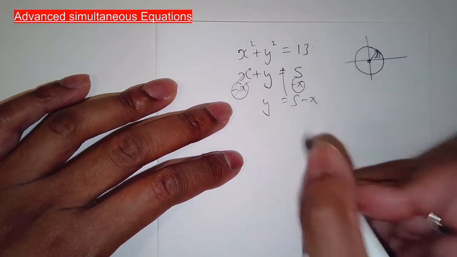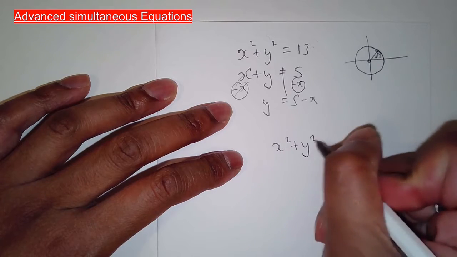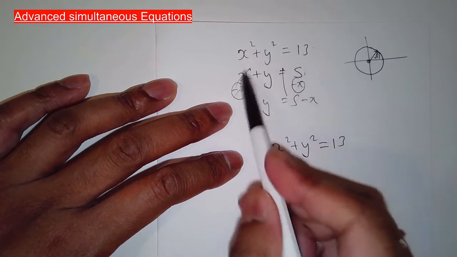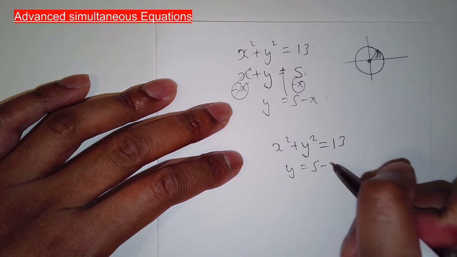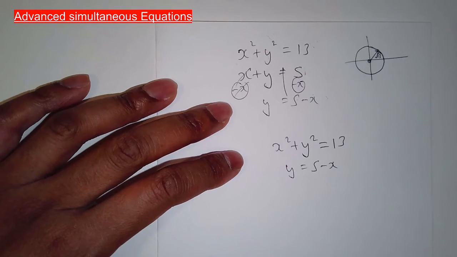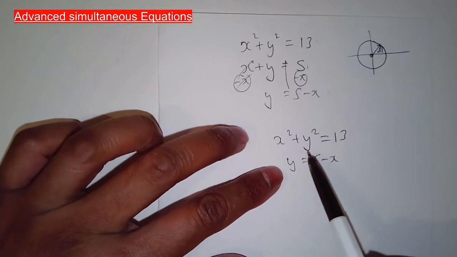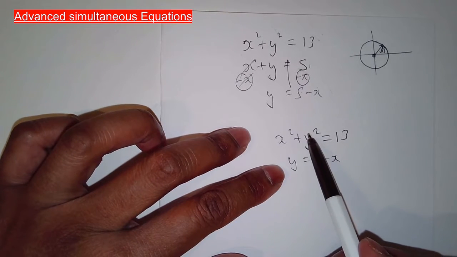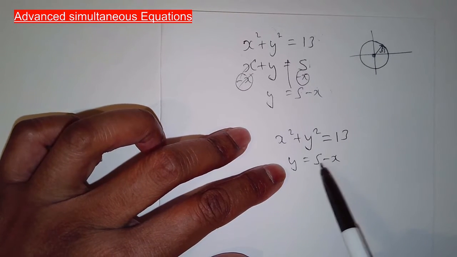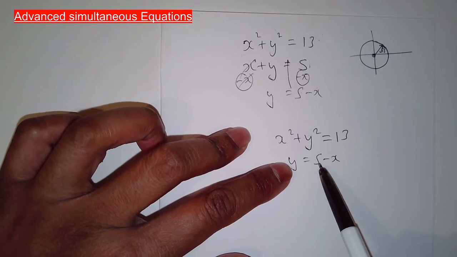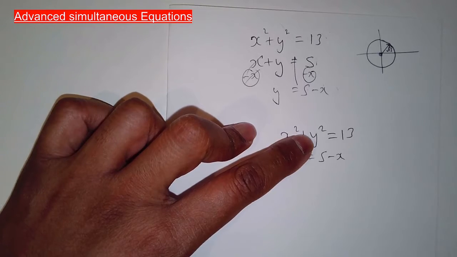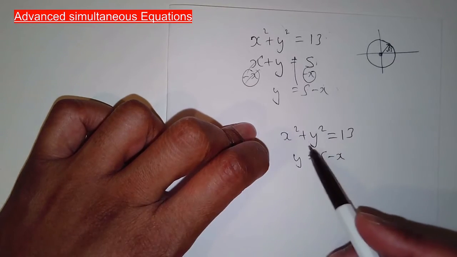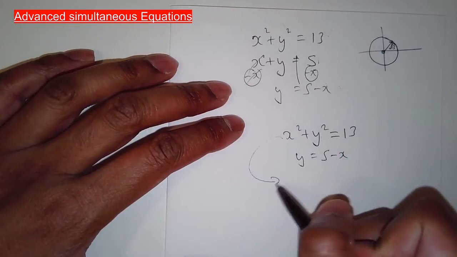So there, I'm just rewriting the question. It just looks nicer. What you can do is replace that y with all of that. y is equal to 5 minus x. Replace y with 5 minus x. So let's work with that then.